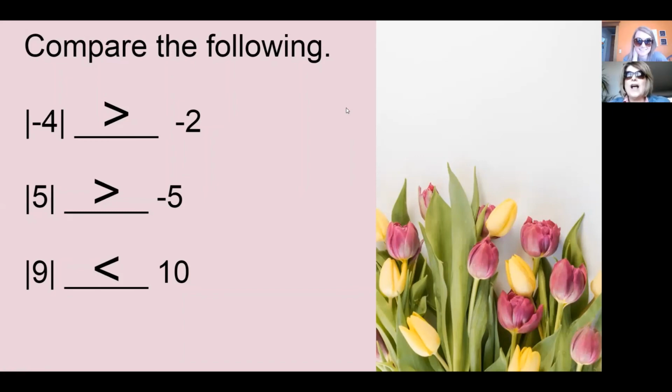Okay. So class, regardless of whether you use a number line or whether you just do it in your head, remember, find the absolute value of the number or the fraction or the decimal first, and then either plot it on a number line or do it in your head and give the alligator mouth the bigger amount. Okay. That's all I got for you, Mrs. Zimmerman.